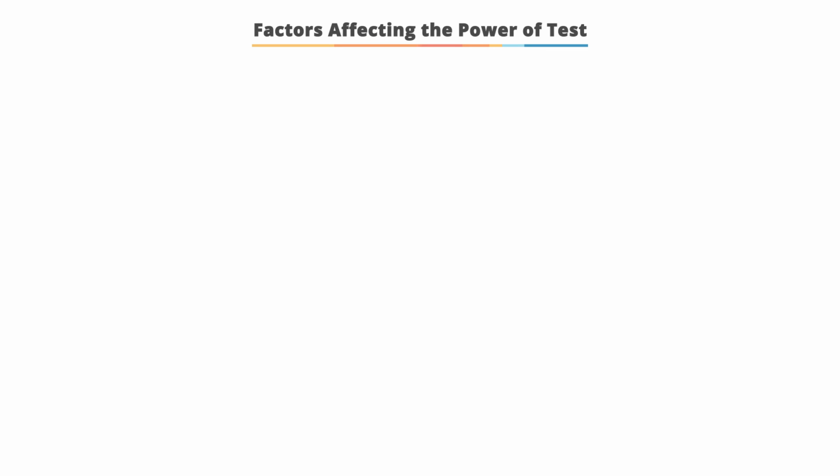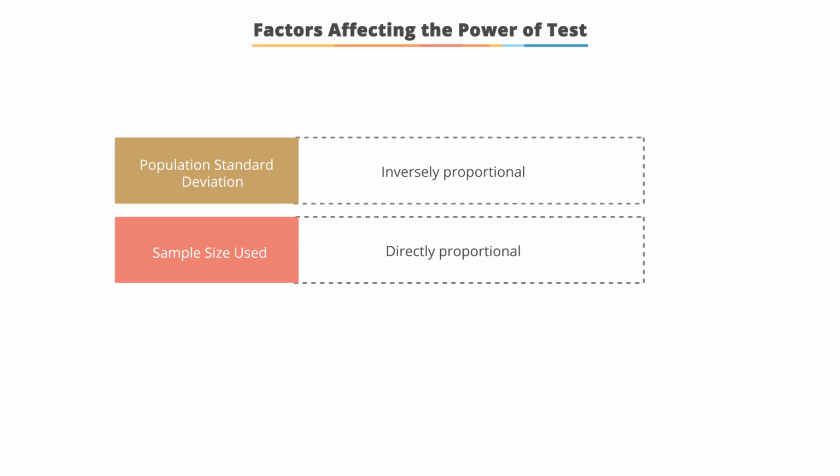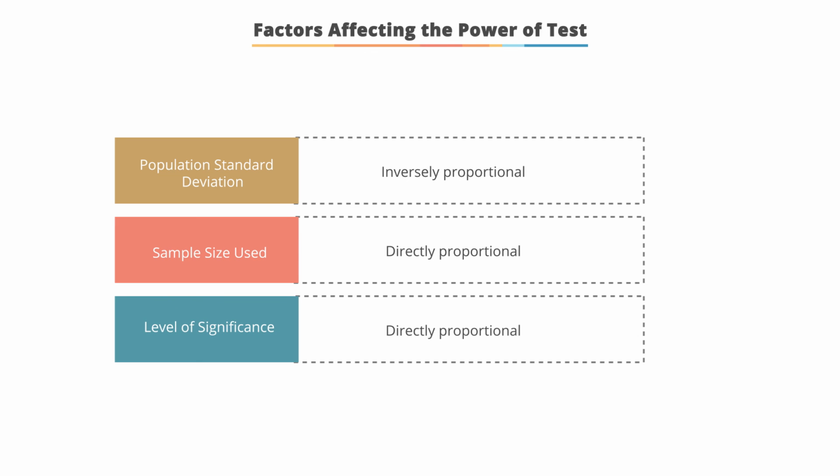If you've ever heard of a power analysis, well, the population standard deviation is inversely proportional to it. The size of the sample we use, 30 versus 300 people, we're much more likely to get an accurate reflection of the population with 300 people versus 30. So it's directly proportional. And that alpha, that level of significance, is also directly proportional.